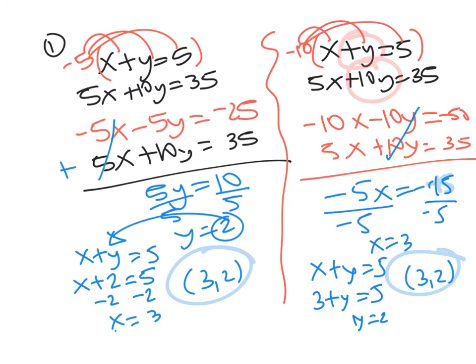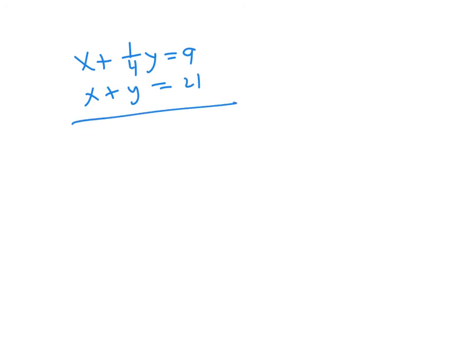Okay, we're going to do one more. This one's going to be a little bit of a challenge, so just give it a shot, and then we'll go from there, okay? So let's try this one right here. If you have x plus 1/4 y equals 9, and then you have x plus y equals 21. Okay, so go ahead and pause this video, and then I'll show you both methods of eliminating the x or eliminating the y, but go ahead and pause it and you get to choose which one you want to eliminate.